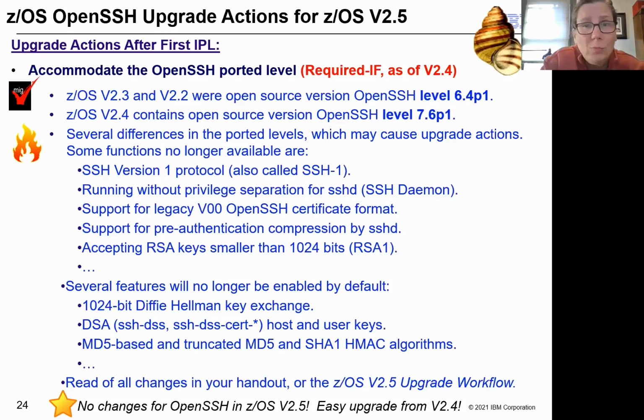In zOS 2.5, we did not change the ported level of OpenSSH. It remains at 7.6 P1. So if you're on zOS 2.4 and you've gotten through this item, you don't have to do anything. It's the same from 2.4 to 2.5, and there is nothing new in the area of OpenSSH for 2.5.